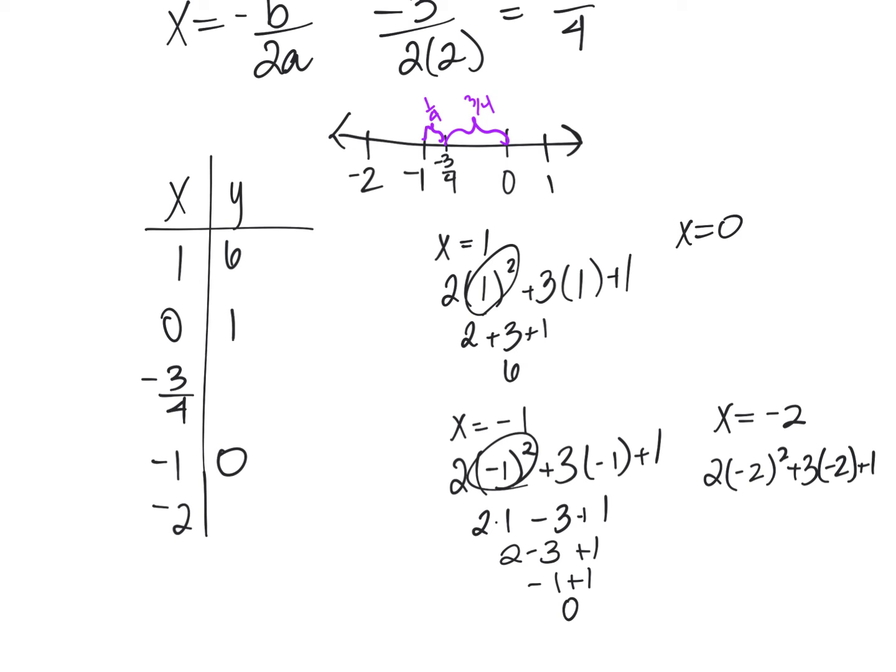Okay? So this is 2 times 4 minus 6 plus 1. Okay, well that's 8 minus 6 plus 1. Okay, so that's 2 plus 1, which is 3. There. Now I did it right.